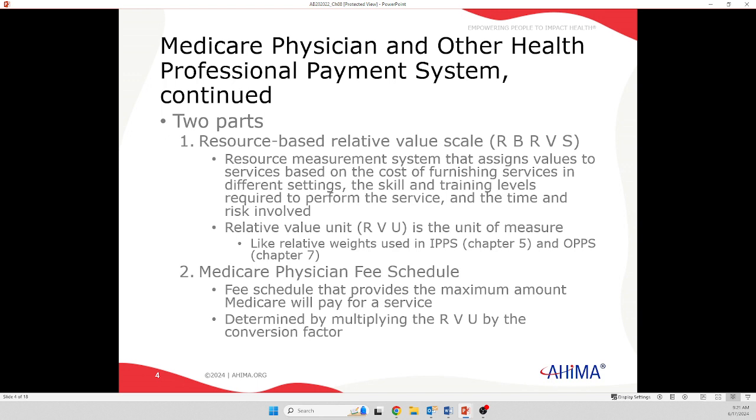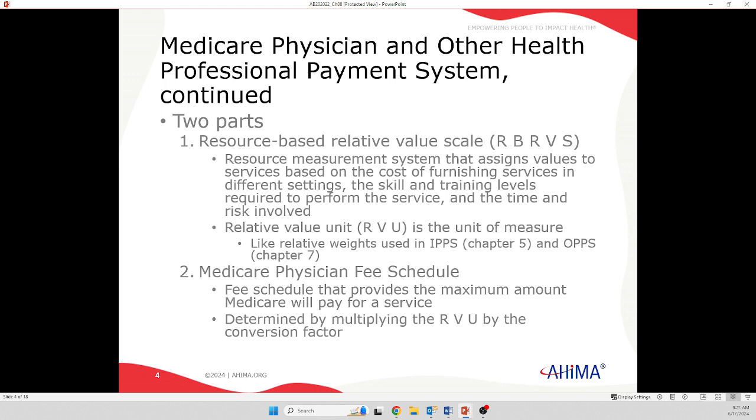The next one, number 2 there, is our Medicare Physician Fee Schedule. Sometimes that is abbreviated as MPFS. This provides the maximum amount of money that Medicare will pay for a service. It can be increased by increasing the volume of the services. So the fees are predetermined, but it's not prospective because we don't know how many services will be provided. It is determined by multiplying the RVU by the conversion factor.